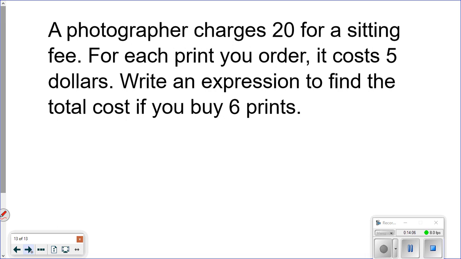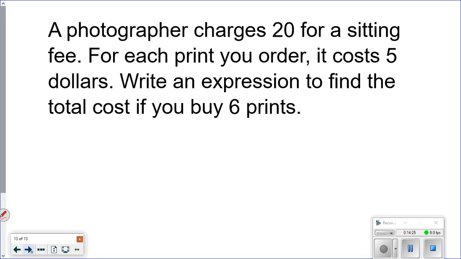Okay, this next one is also in your homework. A lot of people get these confused. It says a photographer charges $20 for a sitting fee. A lot of times when you go to a photographer, they just charge a flat fee for coming to take your picture. For each print you order, it costs $5. Write an expression to find the total cost if you buy 6 prints.